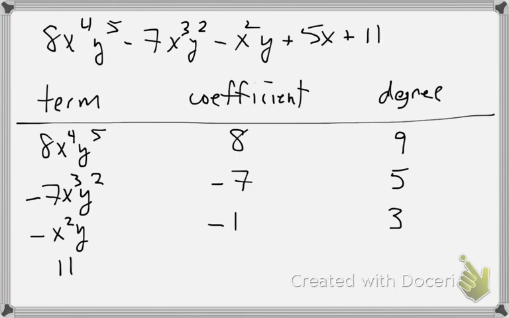What about 11? That's a term. The coefficient is 11. The degree is 0. And you guys missed one. 5x. The coefficient is 5. The degree is 1.